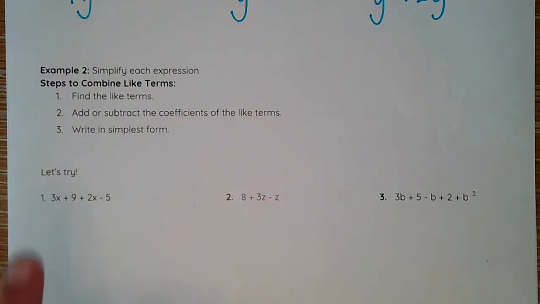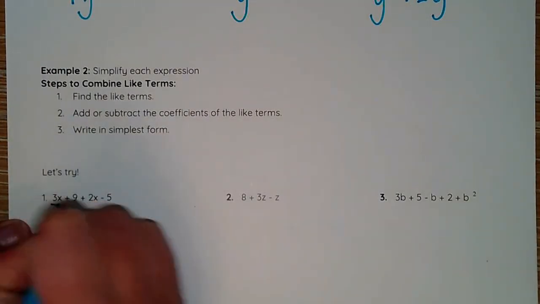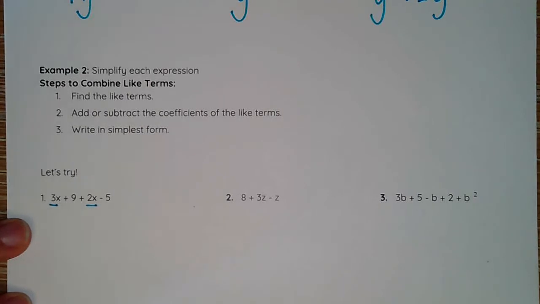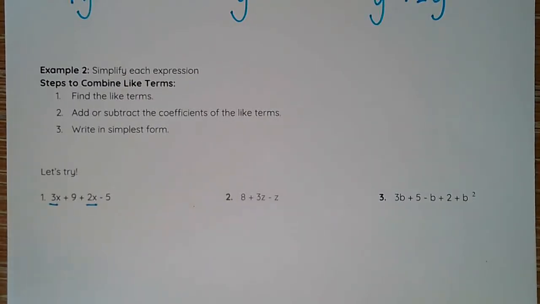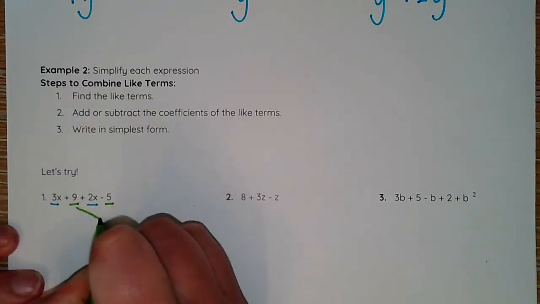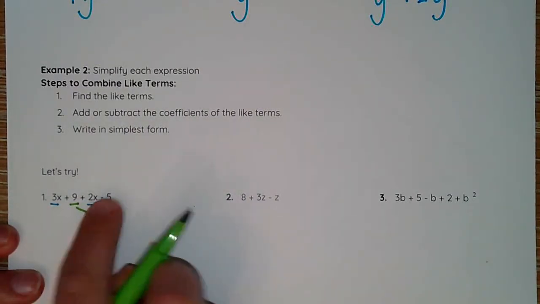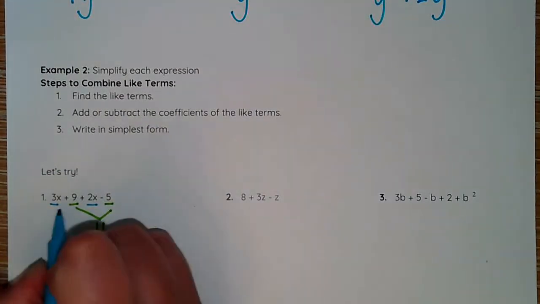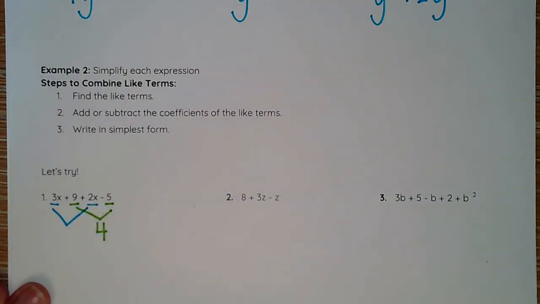So if I look here at number 1, we've got 3x plus 9 plus 2x minus 5. So these two terms have x as their variable. But then here we've got 2 constants. So we can take those 2 constants, and we've got 9 minus 5. That gets me 4. And then we've got 3x and 2x.